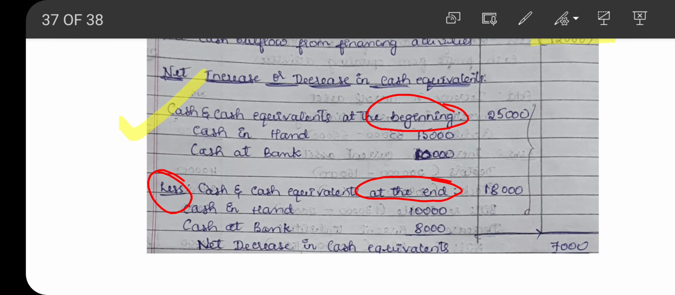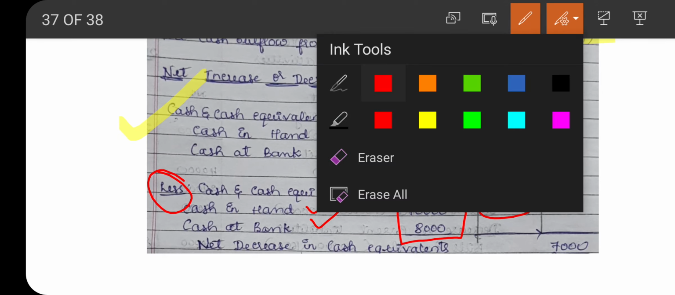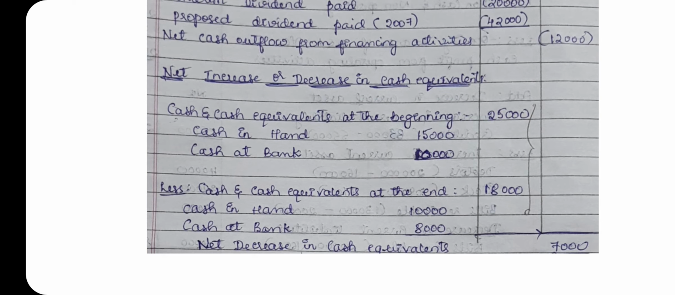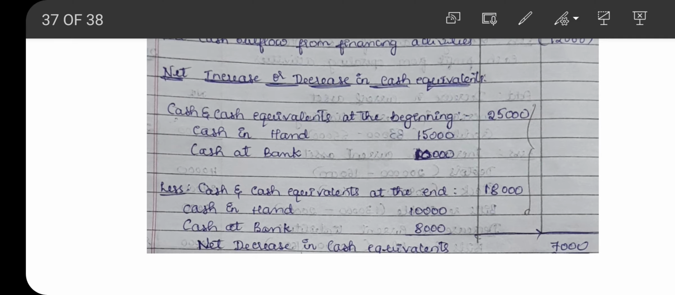So cash and cash equivalents at the beginning: cash in hand 15,000, cash at bank 10,000. The total in the inner column will be 25,000. Less cash and cash equivalents at the end: cash in hand and cash at bank, the closing balance, 10,000 and 8,000. The total is 18,000. Now we should compare the opening and closing balance. At the beginning we have 25,000, at the end only 18,000.